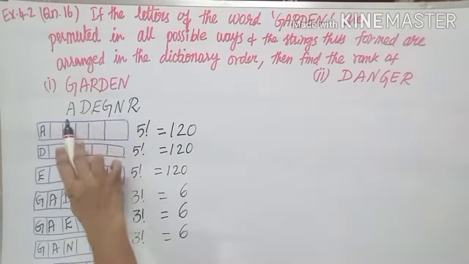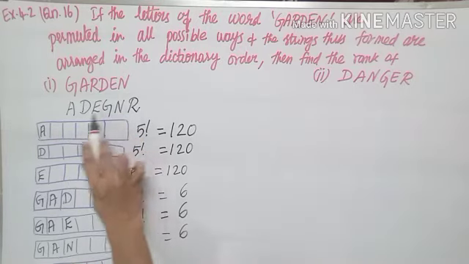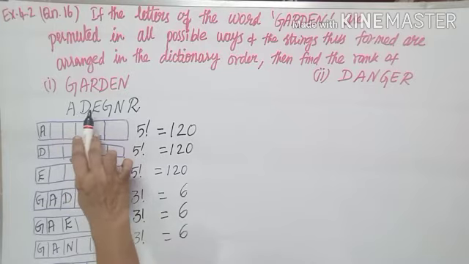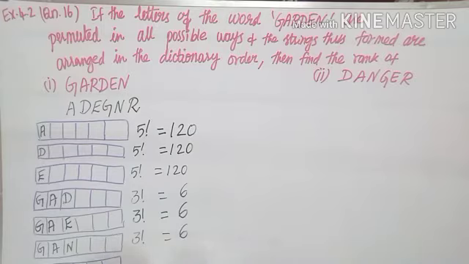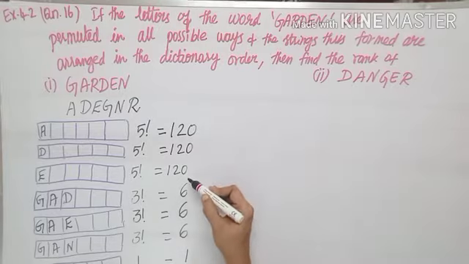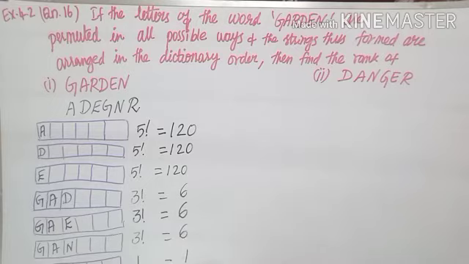So go with the next letters. G, A, R over. In alphabetical order also D, E, N only will come. My question also has D, E, N. So I will write G, A, R, D, E, N, one arrangement, which is nothing but 1. Add it all, and this tells me the rank of the word. So the rank of garden is the total of 120, 120, 120, that is 360, plus 6 plus 6 plus 1. So it is 379.